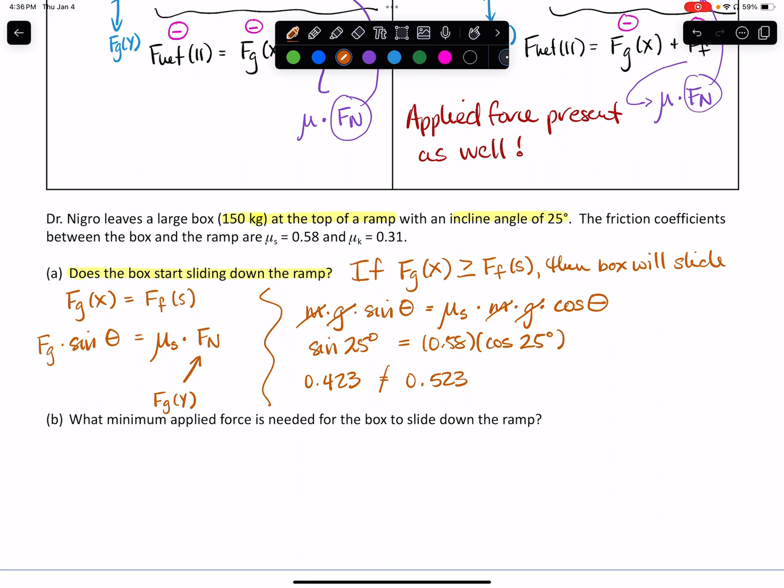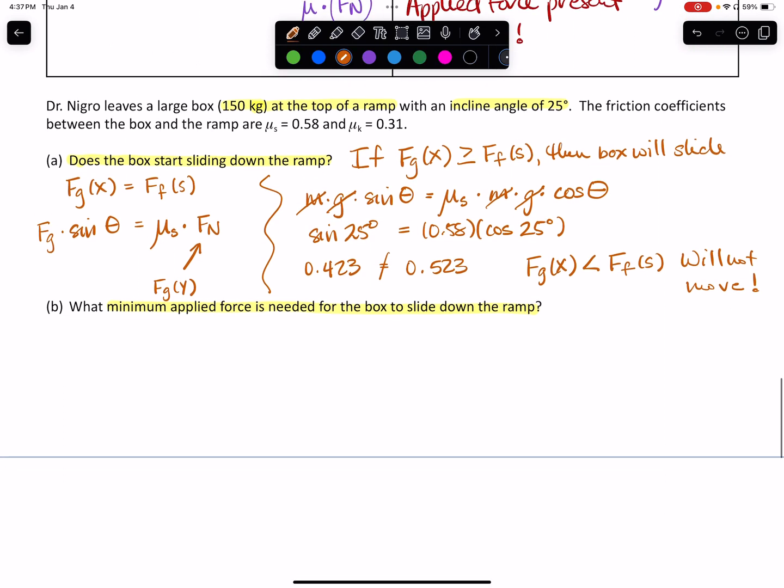As a matter of fact, the x component of the force due to gravity is less than that static friction value. So your box will not move. It's just going to sit right there on that incline. You'll have to give it a push if you want it to go, and that's what the next problem is about. What is the minimum applied force needed to get the box to start moving?